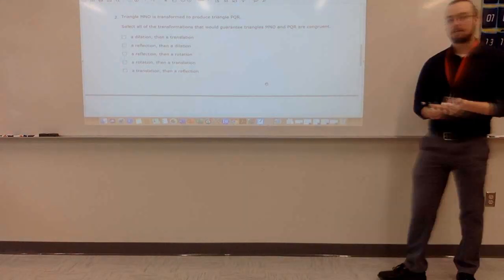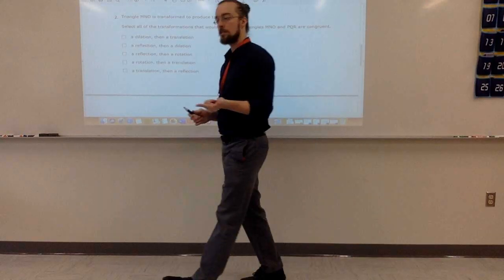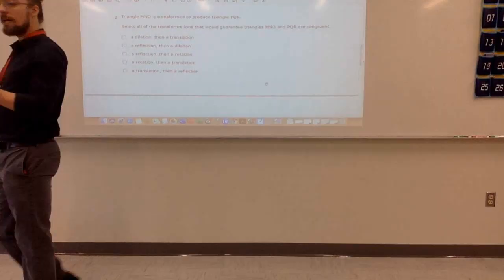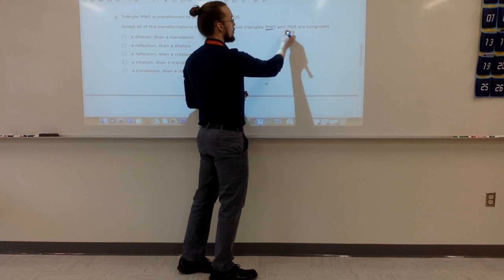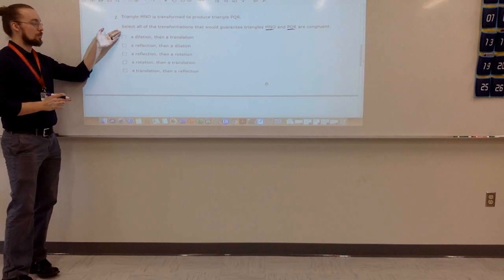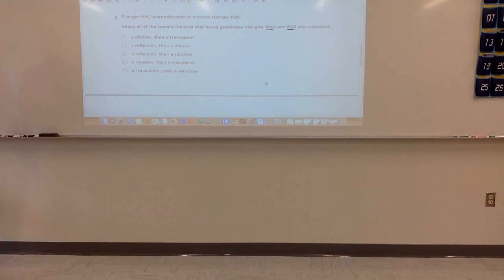If I am rotating, reflecting, or translating, I'm not changing the size of my original triangle. If I'm dilating, I am changing the size. So for my image and pre-image to be congruent, I just can't be dilating. If I'm rotating, reflecting, or translating, that will preserve the size. So, which of these options then preserves the size?